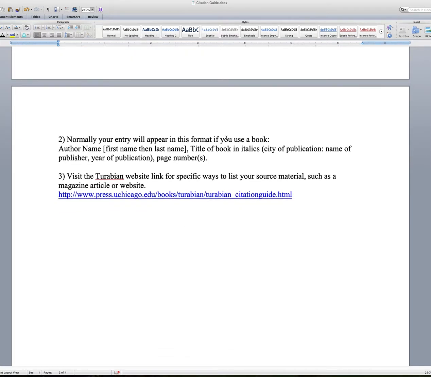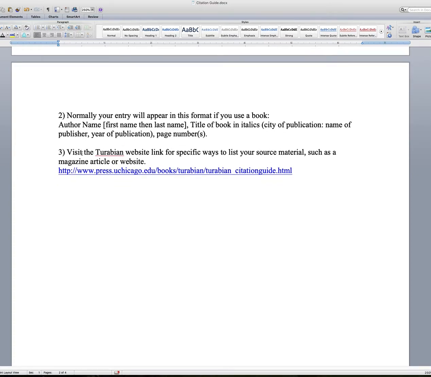Normally your entry will appear in this format if you use a book, and I just went over that in the endnote. And if you ever have any questions, you can go to the Turabian website for specific ways to list your source material, such as a magazine article or a website. Kate Turabian is the lady who is in charge of keeping Chicago-style citations updated. And so this is the URL, and this is also found through a pretty easy Google search.